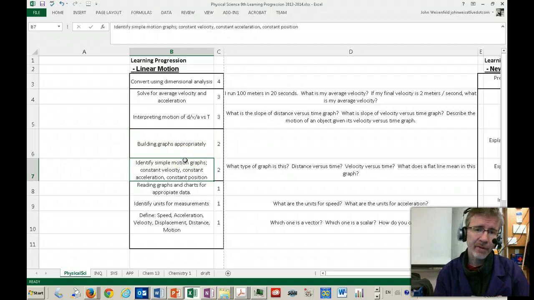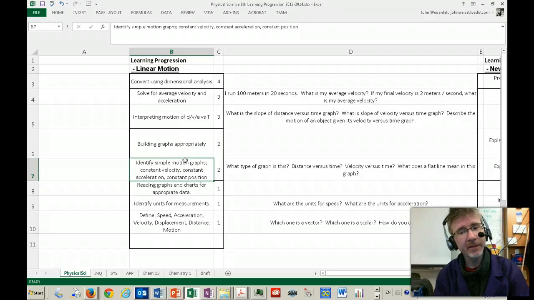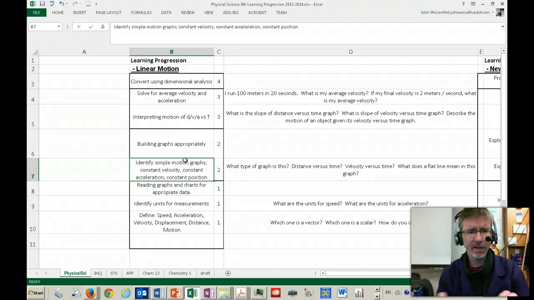So I give you a graph. If it's labeled, tell me what type of graph it is. Is it distance versus time? Is it velocity versus time? What does a flat line mean in this graph? So constant velocity, constant acceleration, constant displacement, all of those things.